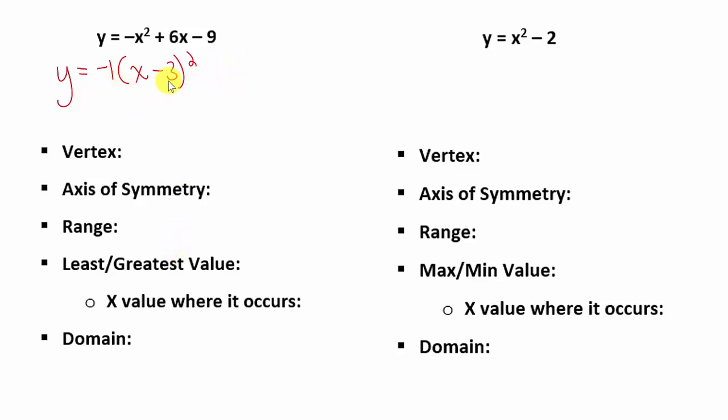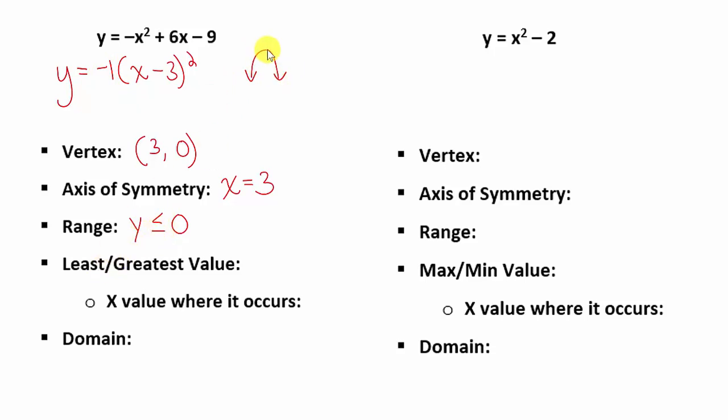So when you see something like this, understand that the vertex is going to be the opposite sign here, +3, and since I don't have a value out here, it's going to be 0. That means the axis of symmetry is going to be x equals 3. The range is going to be y, and we're going to use 0, which is our y value, and we have to ask ourselves, does the graph open up or down? A is negative, it opens down, so I'm going to use less than or equal to.